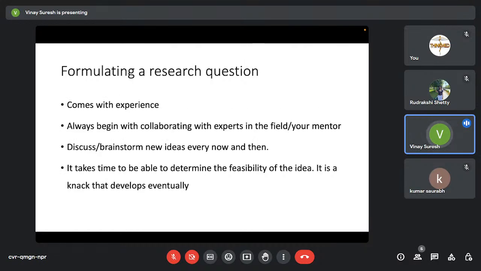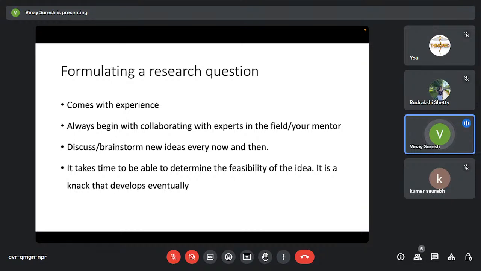Next, coming to a question that's asked by many people: how do I come up with a research question? It's very hard, actually, and it's something we all have faced. From what I've understood, it always comes with experience. And how do you start off with research? You begin by collaborating with experts in the field, with your mentors, maybe your friends who have more experience than you. This is how you understand how topics are drafted, how they're made.